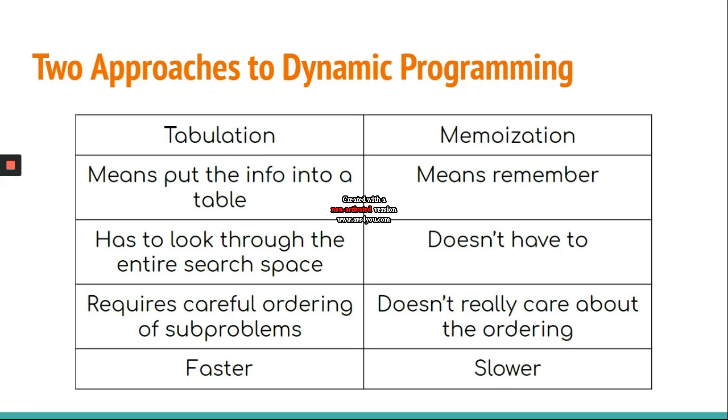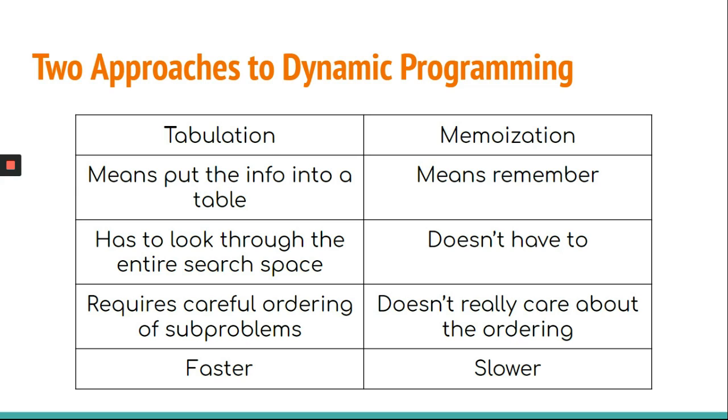Let's take a look at 2 approaches to dynamic programming. So we have tabulation, which is the bottom-up sort of approach. And then we have memoization, which is the top-down sort of approach. So with tabulation, the meaning of the word would be to put the info into a table. It could be a table, an array, something along those lines. Memoization just means remember, so we take it from memory. Tabulation has to look through the entire search space, and memoization doesn't really have to.